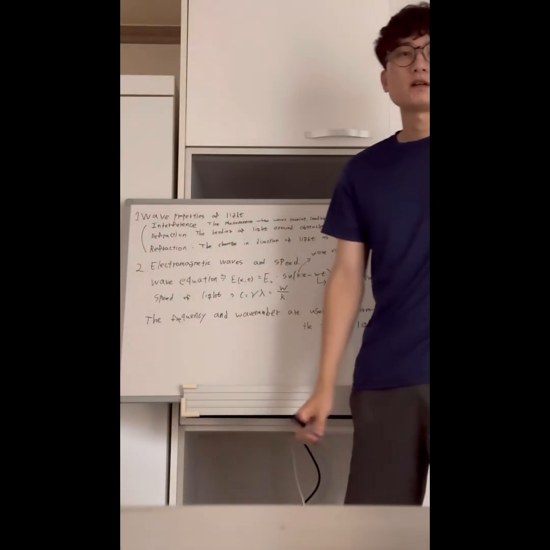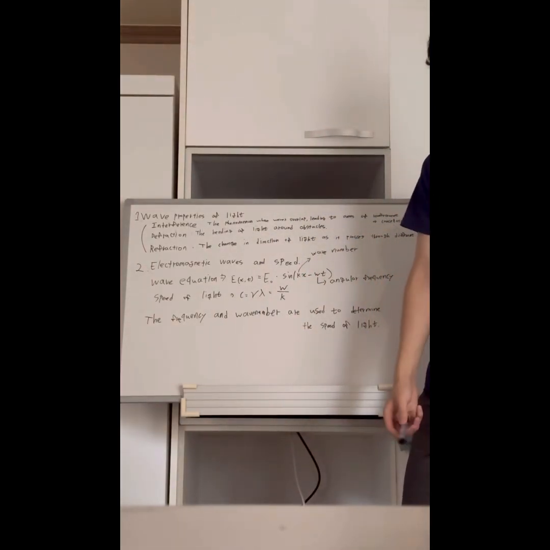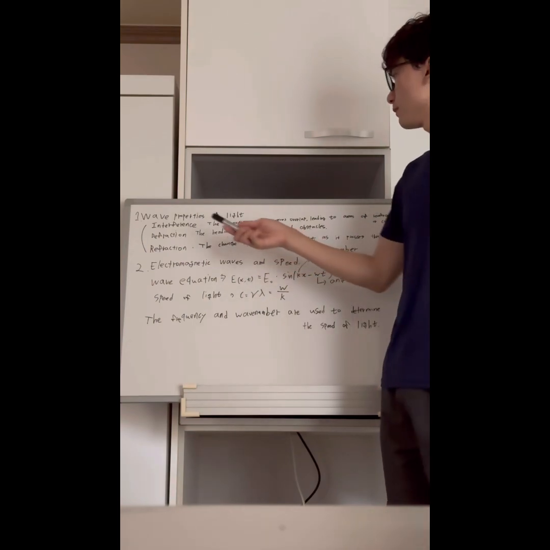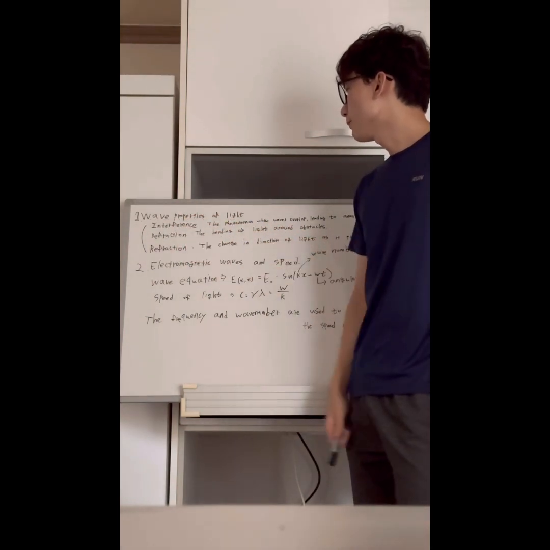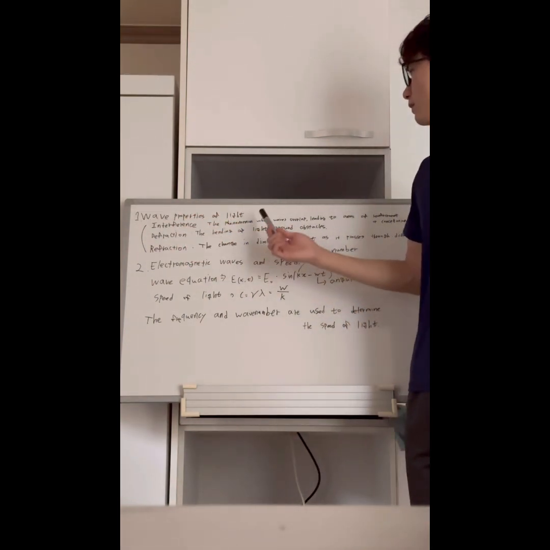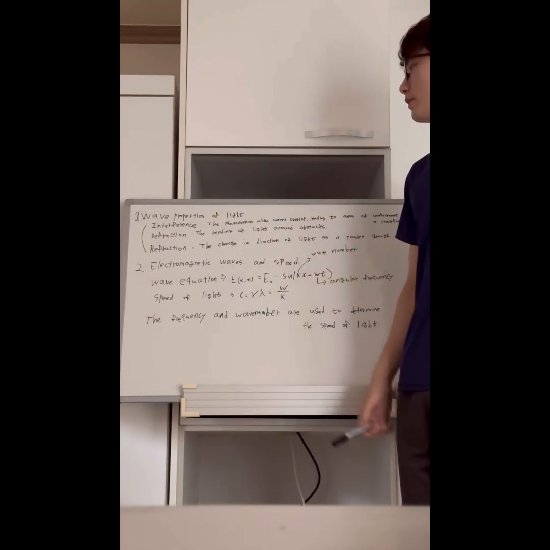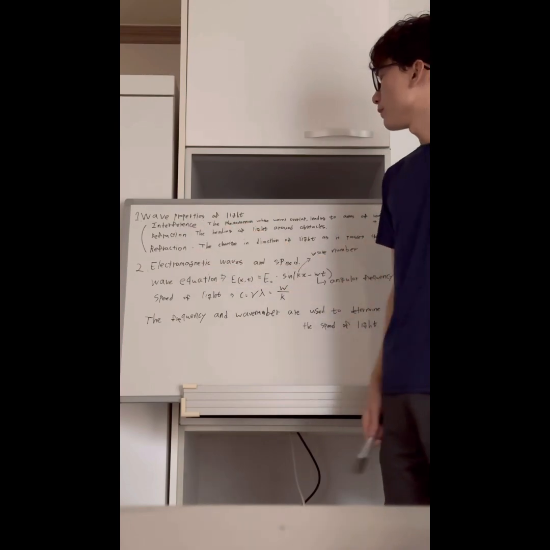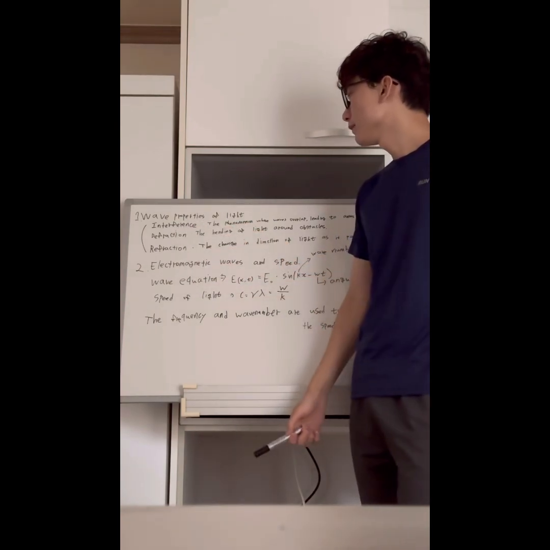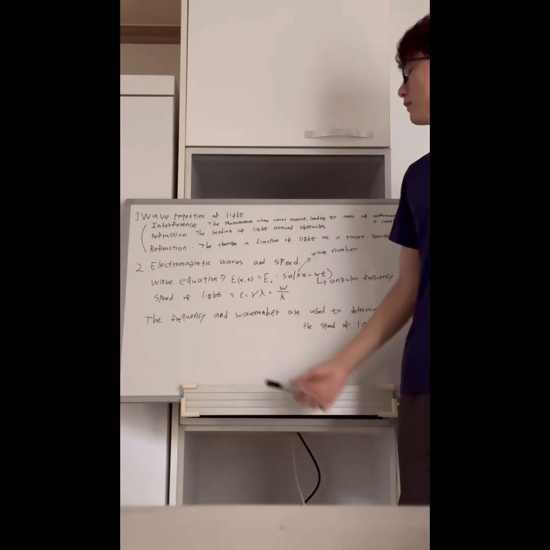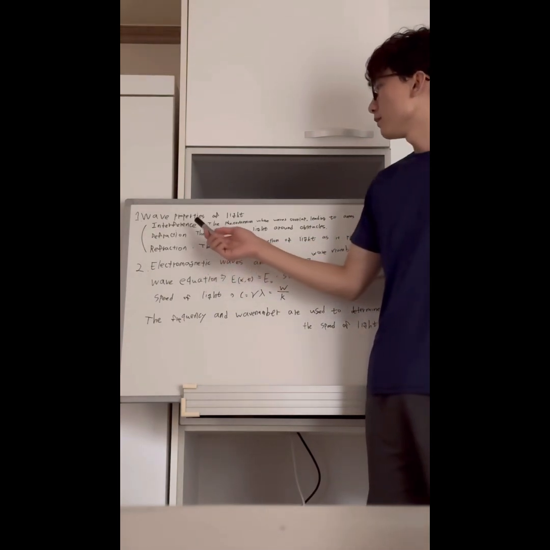Hello, this week I explain quantum mechanics. First one is wave properties of light. Light has three properties of wave. First one is interference, second one diffraction, third one is refraction.